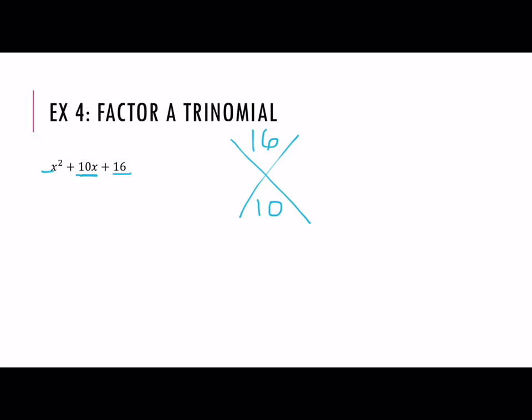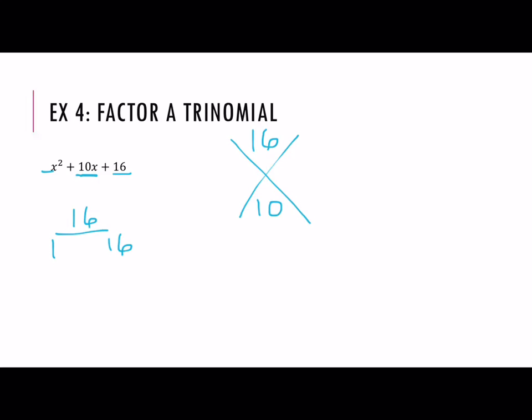Next, look for two numbers that multiply to be 16 and add to be 10. Okay, so maybe you want to think about the positives and negatives. So if they're multiplying to be positive 16, then they either need to be both positive or both negative. And since they're adding up to a positive 10, they should both be positive. Right? So maybe you can think right away of what those are. If not, make your list.